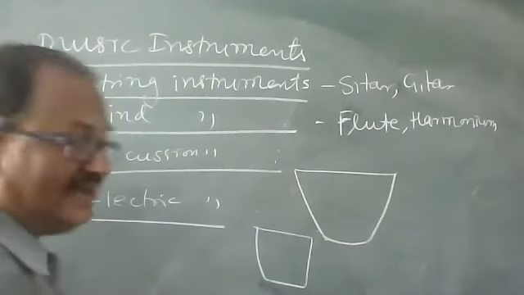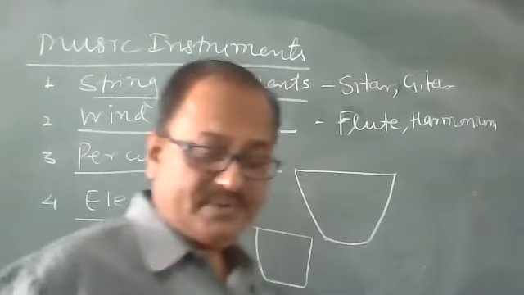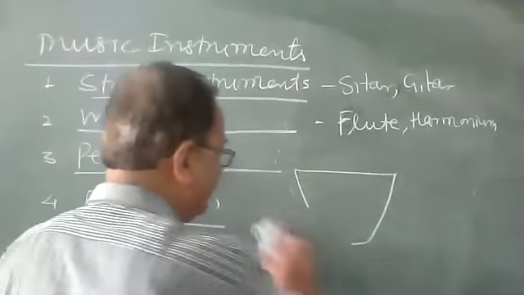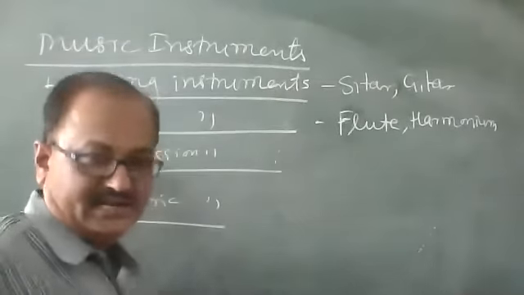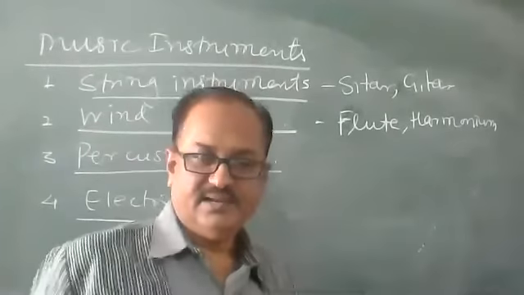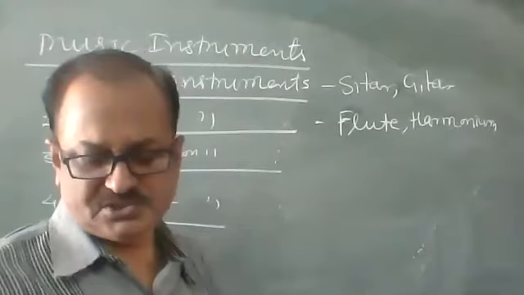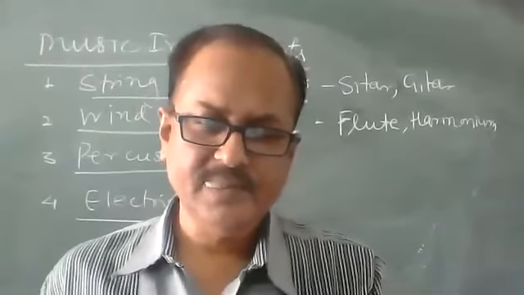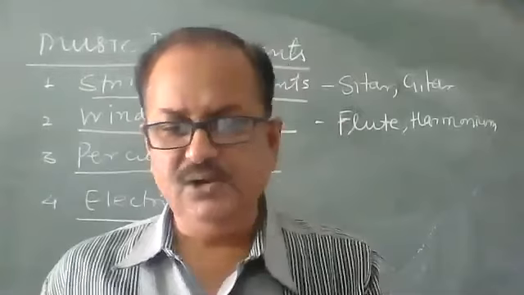Then fourth is electric, the instruments which work with the help of electricity, like electric guitar, and many more. So this is all about the instruments. Is that clear? So this is how we classify the instruments.